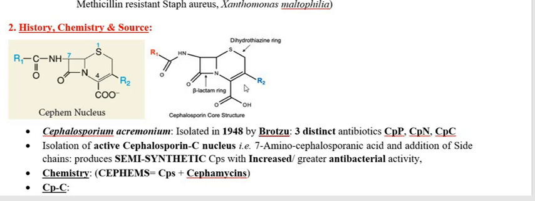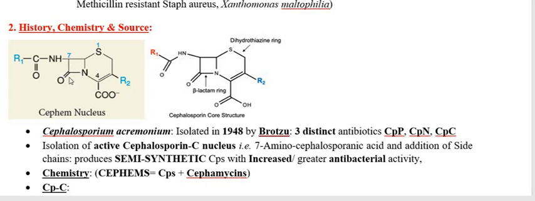So usually you are going to change here, and also you are going to change at the seventh position. There is also a change at position 3, where the R2 is. This is called position 3, and it is present in the dihydrothiazine ring. Whereas number 7 is present in the beta lactam ring.